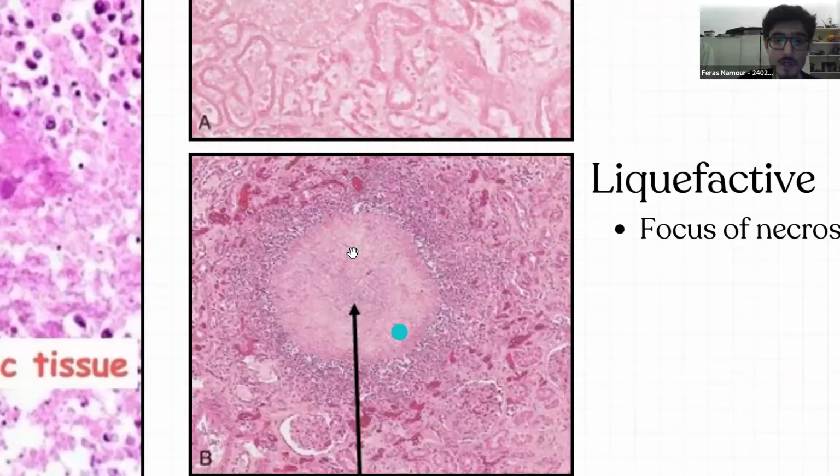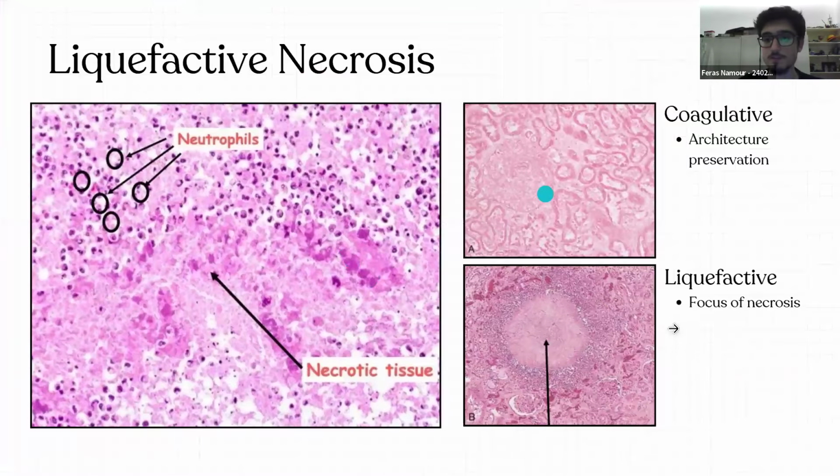And this is dead tissue as well, but it's just one big blob because it's liquefactive. It's a focus of necrosis. And this is the main difference between liquefactive and coagulative. Coagulative preserves the architecture because the hydrolytic lysosomal enzymes are denatured from the acidity. But in liquefactive, you don't have that acidity, and that's why it doesn't happen.